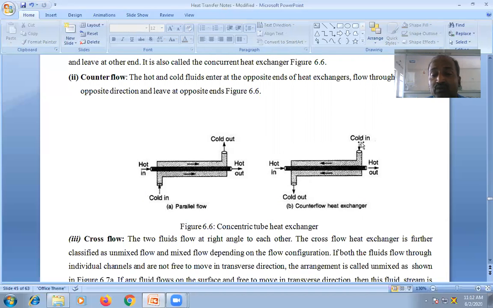Whereas you can see cold fluid inside and cold fluid outside. Hot fluid inside and hot fluid outside. We can see the arrow marks. They are in opposite direction. Hot fluid and cold fluid, they are flowing in opposite direction. So what will indicate that? This is called as counter, means encounter. The cold fluid and hot fluid, they are flowing in opposite direction.